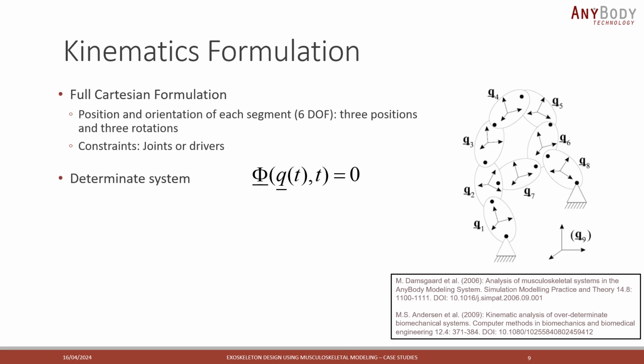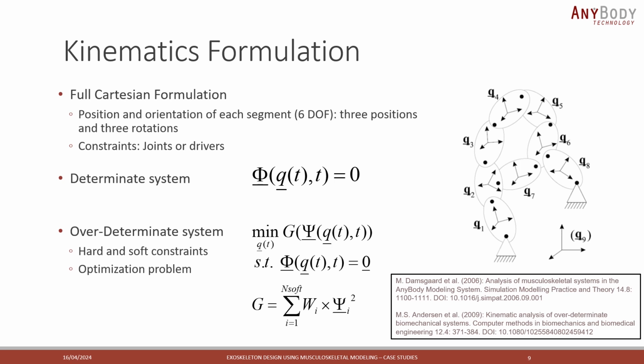The overdeterminate system is what we often see when we use motion capture data. So when we have C3D data with many markers on different segments, this means that we have many equations and fewer unknowns, and we have to use the overdeterminate analysis. In this case, we split the constraints into hard constraints and soft constraints. Hard constraints must always be satisfied, while soft constraints can allow some error. And then this problem is solved by an optimization problem which tries to reduce the error in soft constraints while keeping the hard constraints.